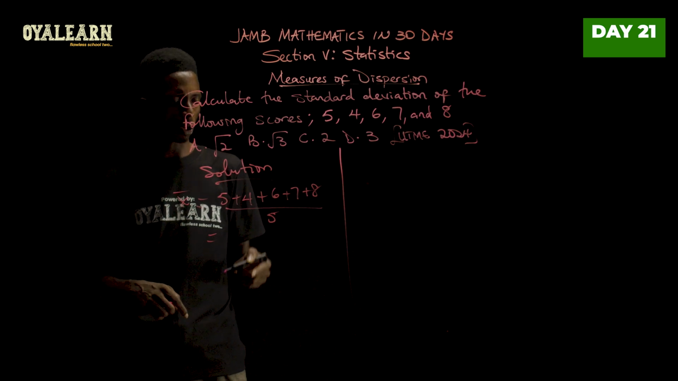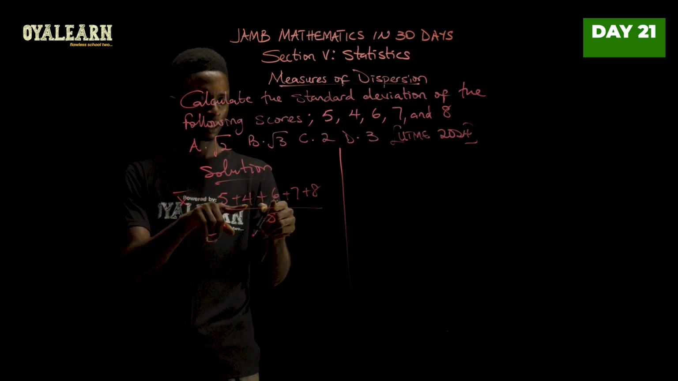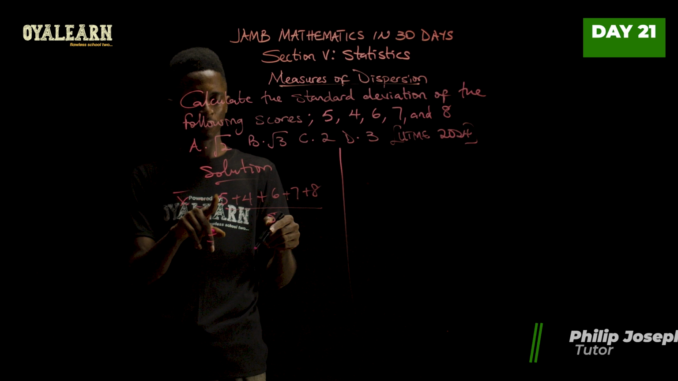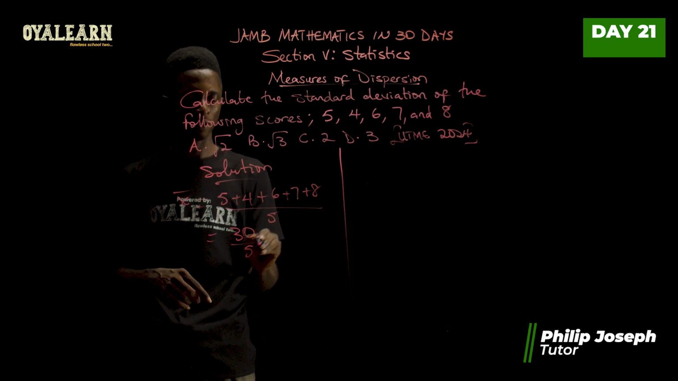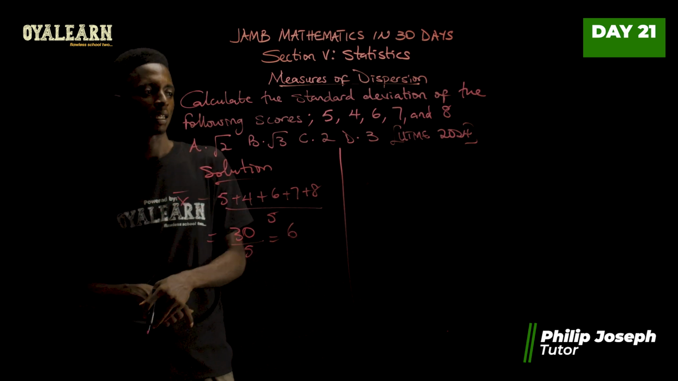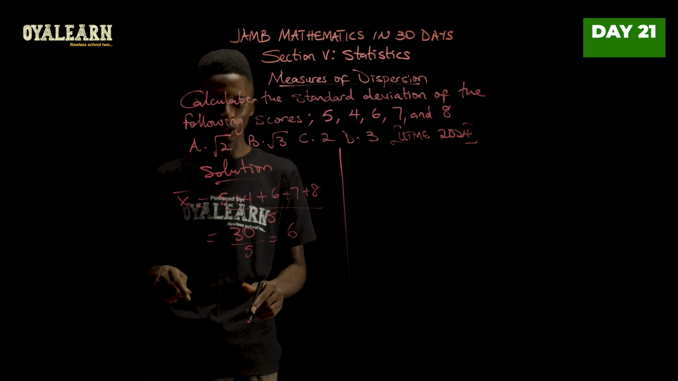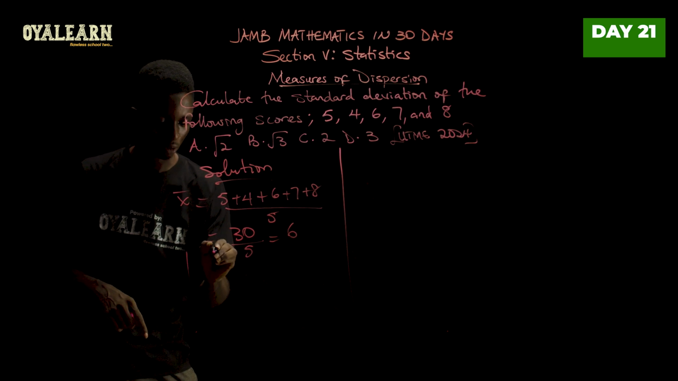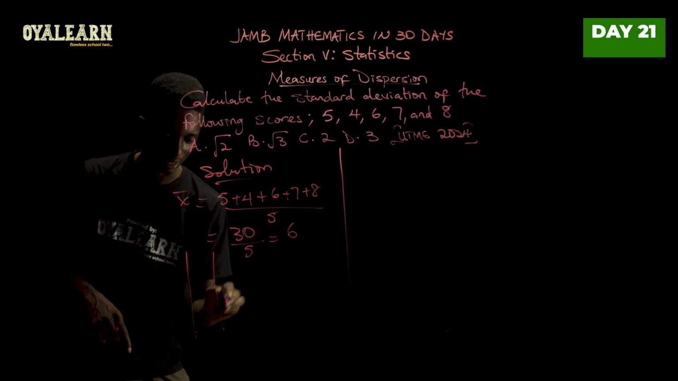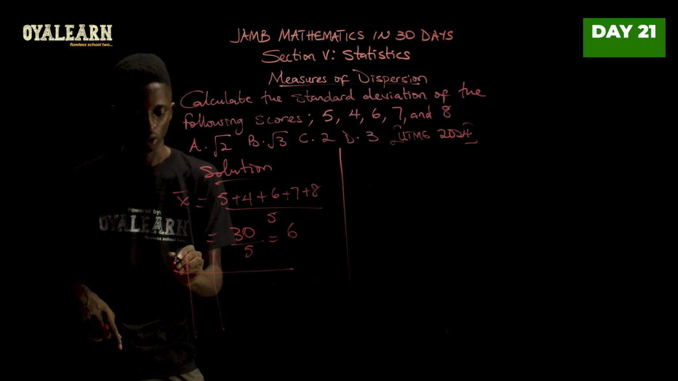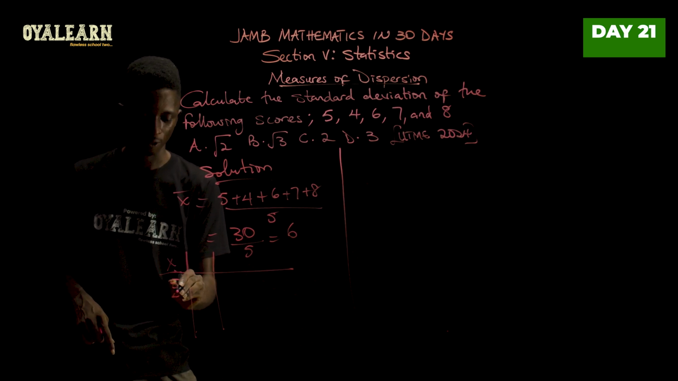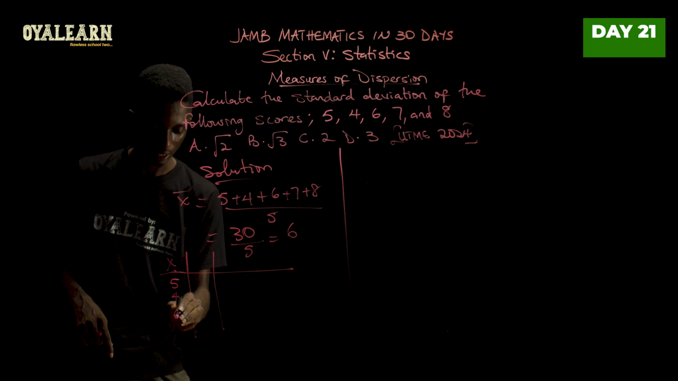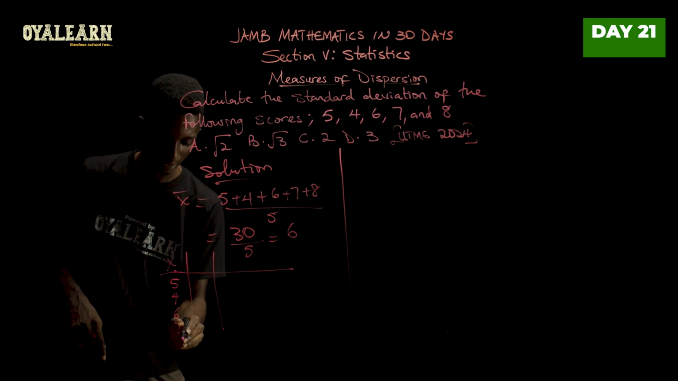So when we add this up, this is 10 here. This is 15 plus 5, that's 20. 20 plus 10, so we have 30 over 5, which will give us 6 as the mean. Now, working with this, let's then create our table that will help us find the standard deviation. So X is 5, 4, 6, 7, and 8.